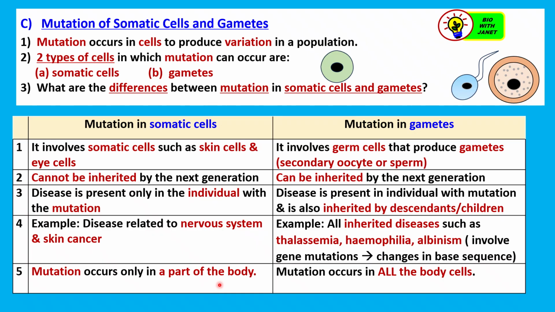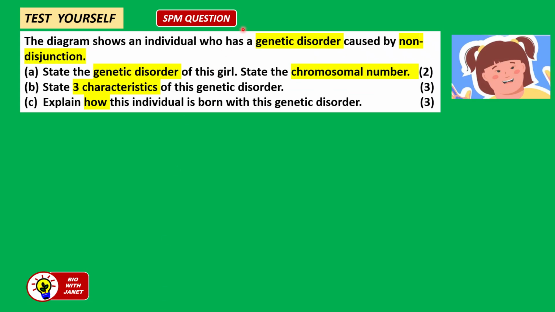Now, mutation in somatic cells occurs only in one part of the body, for example, in the skin or in other organs that have cancer. But mutation in gametes occurs in all the body cells. For example, mutation in gametes can cause the mutation to occur in all the body cells of the offspring concerned. Okay, for example, in a Down syndrome child, all the body cells, somatic cells, have 47 chromosomes with 3 chromosomes number 21. So lastly, let's test ourselves and answer this question, which is a popular question for SPM.